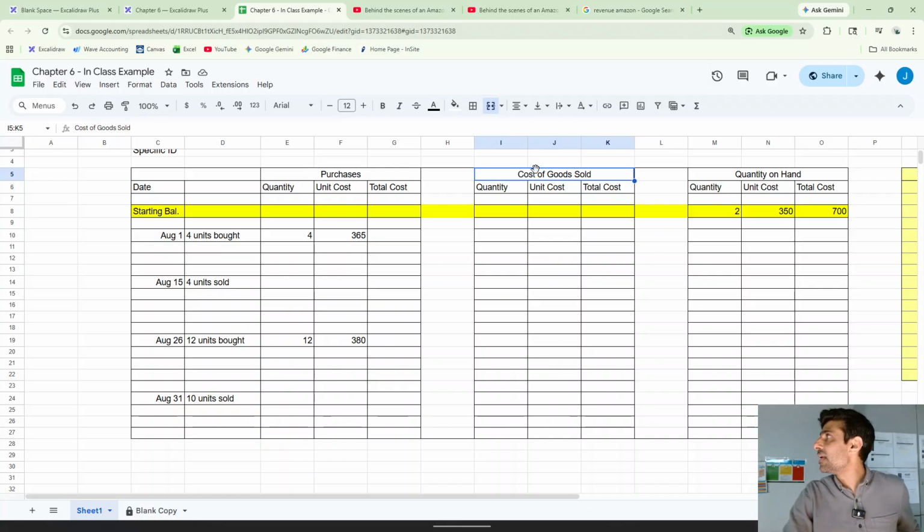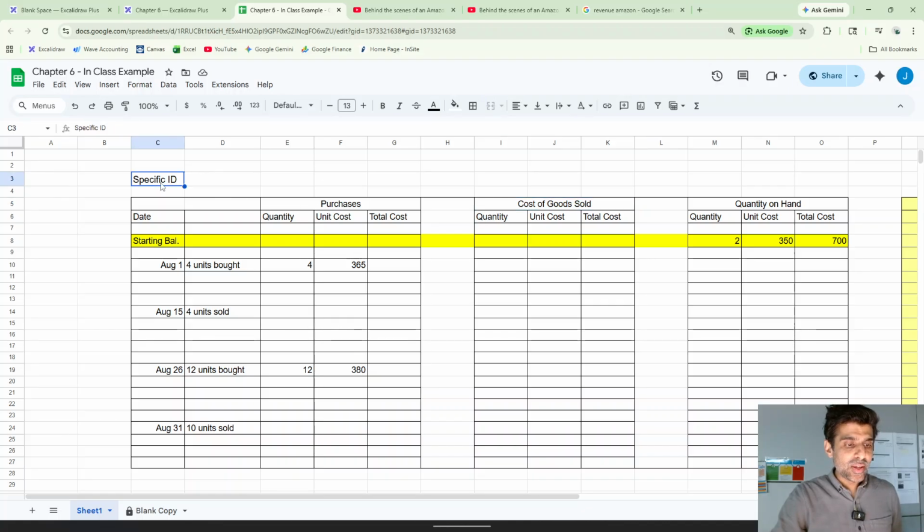Okay, so we're not given enough information to do the full journal entry for the sales transaction, because we would need to know what we sold it for, right? We're only tracking right now what we're purchasing it for, or when we sell items, what we're going to cost it. Okay, so let's do the first one.